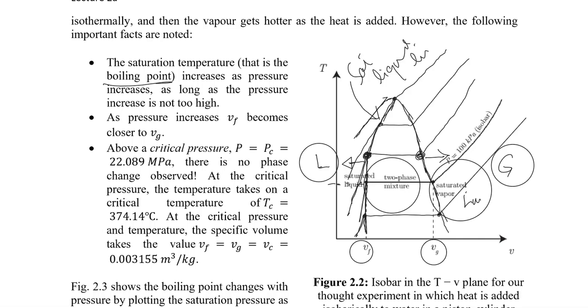The point at which they converge, the extreme point, is called the critical point. For water, the critical point is at a pressure of 22.089 and the critical temperature is 374.14. At the critical point, the volume Vf is equal to Vg, which we call the critical volume, and it is equal to this much for water. So this is what we call the TV diagram, the phase diagram of water on a TV.